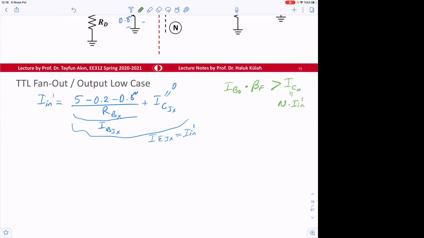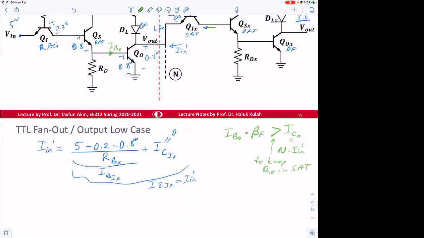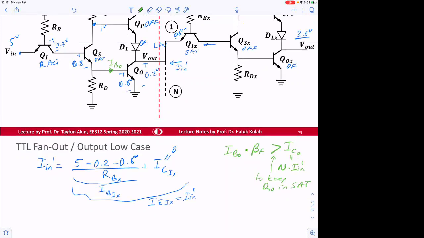Okay. Why do we need this? To keep QO in SAT. So if we keep putting more gates here, more gates, that current is going to be increased, and then this value cannot be satisfied.